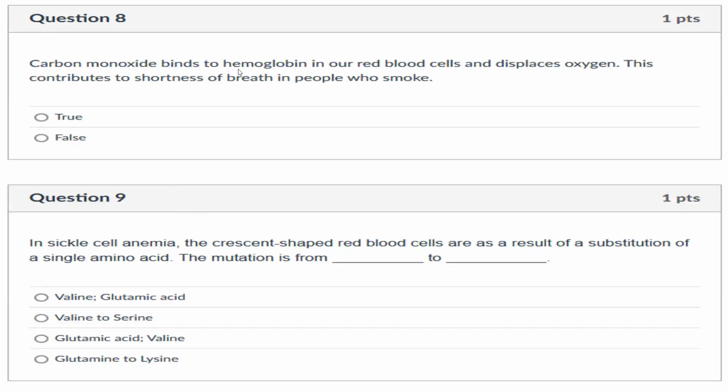Carbon monoxide binds to hemoglobin in our red blood cells and displaces oxygen. This contributes to shortness of breath in people who smoke. That's perfect. That's an example of how carbon monoxide locks hemoglobin in the R state, not allowing it to become T state by removing all the oxygen.